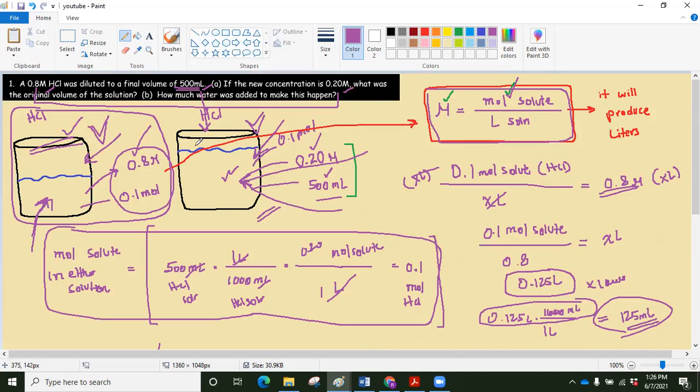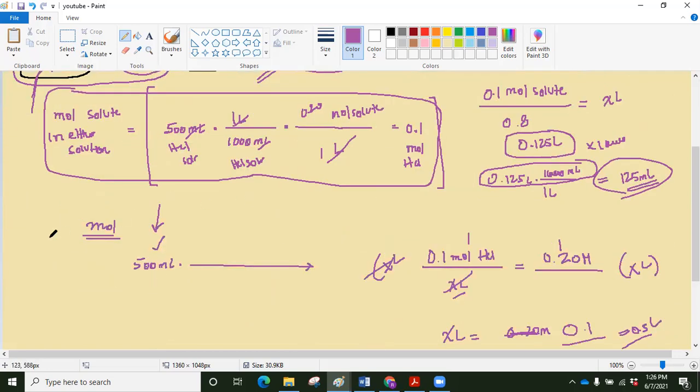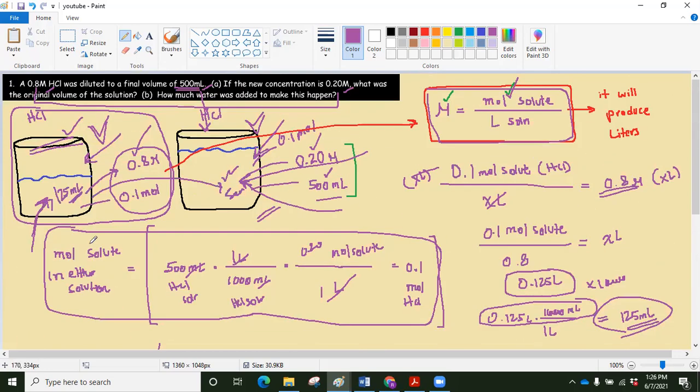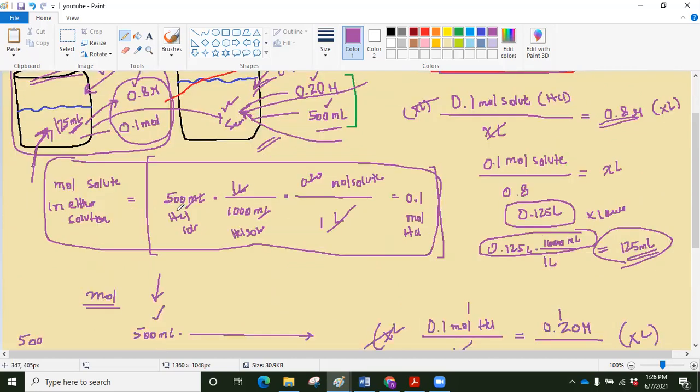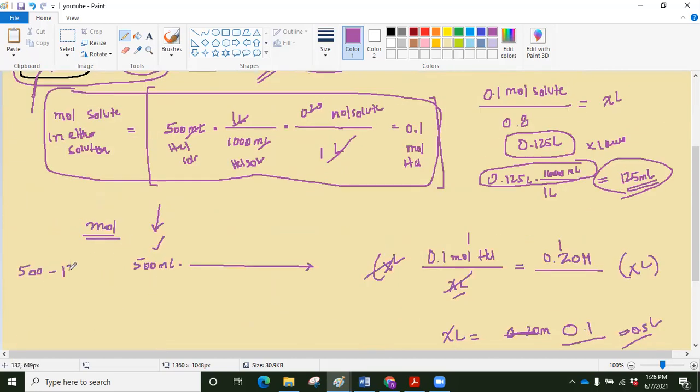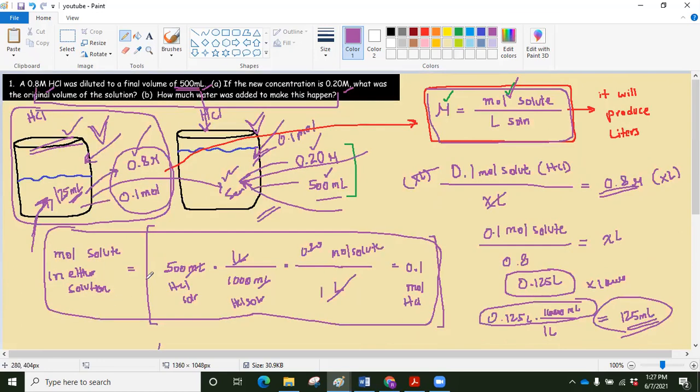But of course, part B says how much water was added to make this happen. Well, you know now that the original solution has a quantity of 125 milliliters. And then of course you added water to bring it to 500 milliliters, which is apparent in the question. So you didn't add 500 milliliters, but you added an X amount of milliliters which brought you to 500 milliliters. To find the difference, it would just be 500 minus 125, which is 375. So 375 milliliters was added in order to get you there.